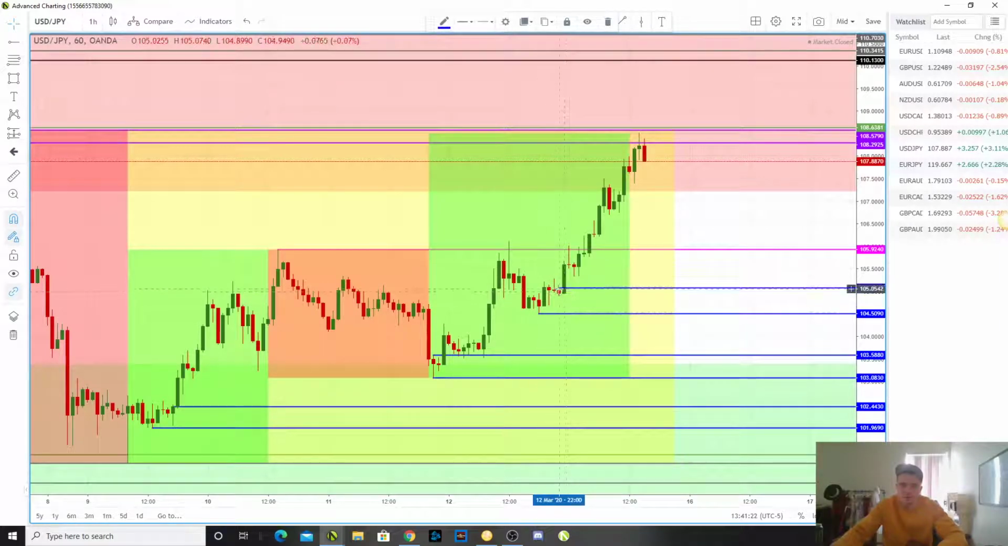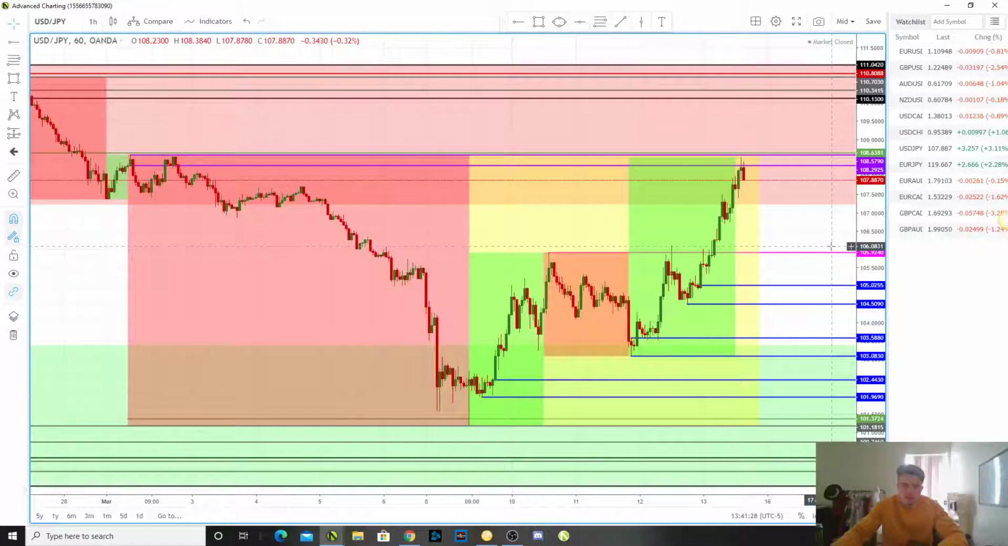Oh no, the explosive move did come from there, and that's what pushed it and made it close above the candles, or close above the breakout. So yeah, we'll see what happens.